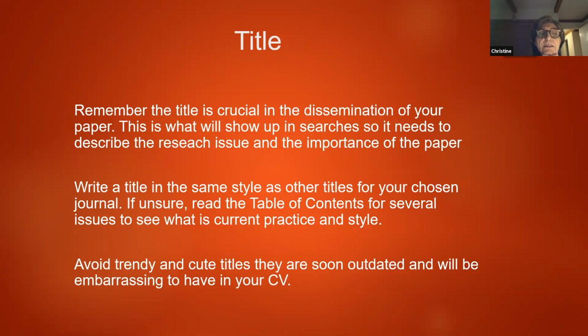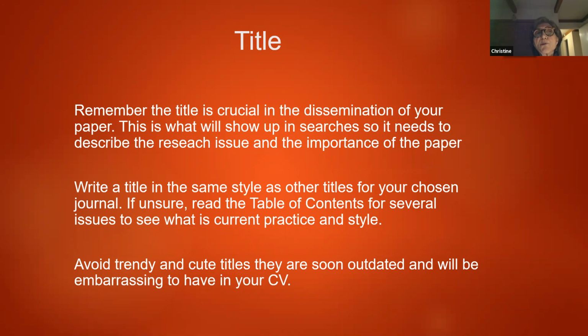So sometimes we get in our journal these long, kind of winding titles. You don't want to do that. You want to keep the title, it doesn't need to be 2 or 3 words, but it should be concise and to the point. It's crucial, and think about this, that's going to be the first thing that is in the databases. So that'll bring up your paper. I mean, people put keywords as well, but it's crucial in the dissemination of your paper.